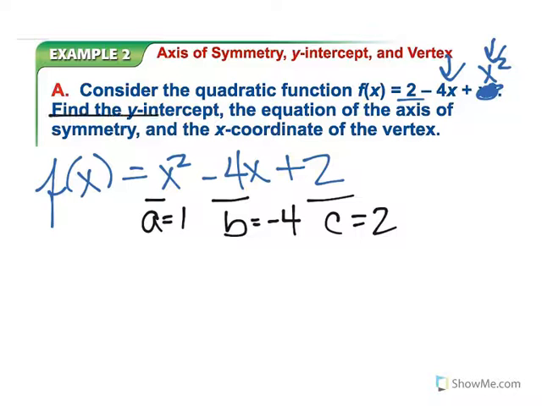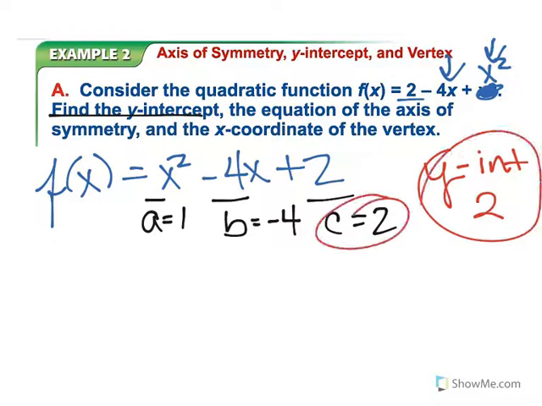Alright, so the first thing it says find the y-intercept. Well, if we let x be 0, we have c is 2, so that means our y-intercept is going to be at 2, okay, because of this value right here.